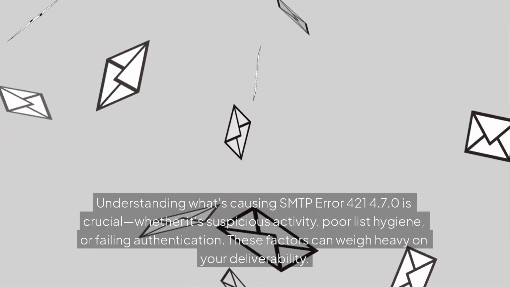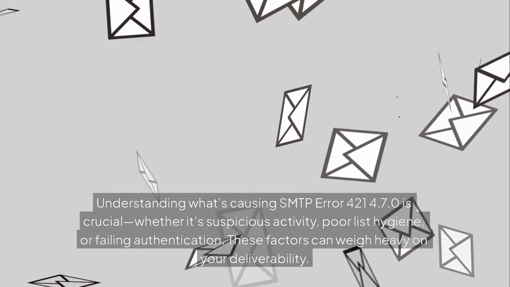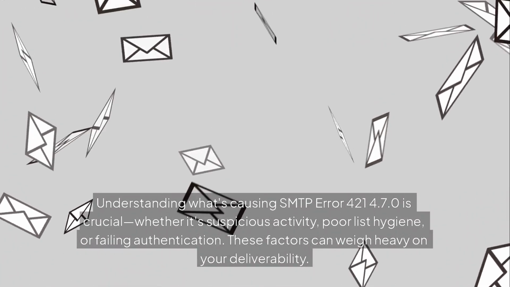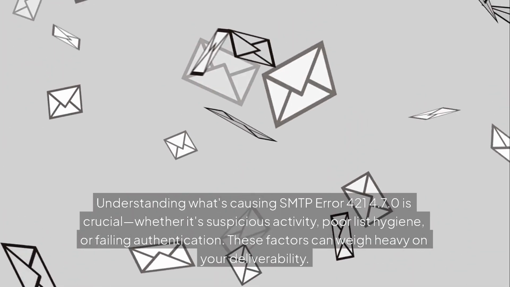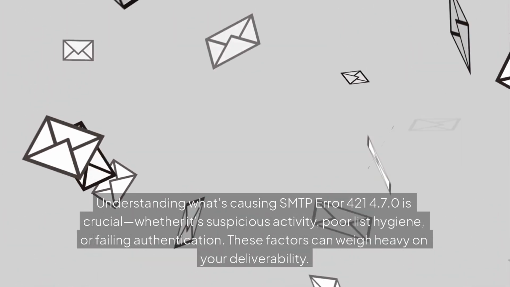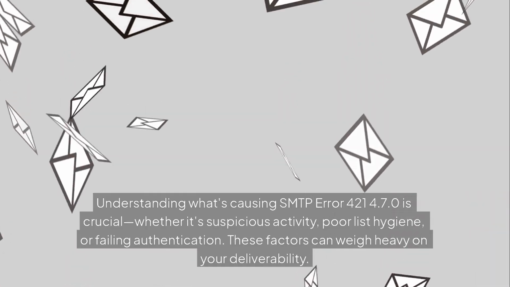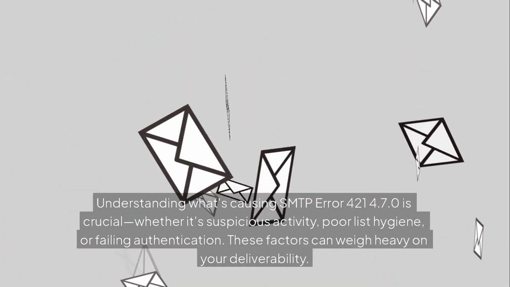Understanding what's causing SMTP error 421.4.7.0 is crucial, whether it's suspicious activity, poor list hygiene, or failing authentication. These factors can weigh heavy on your deliverability.